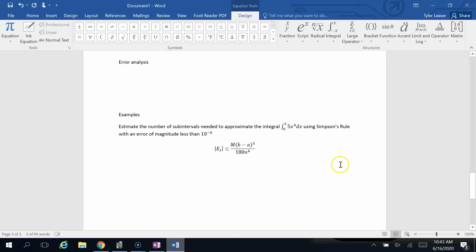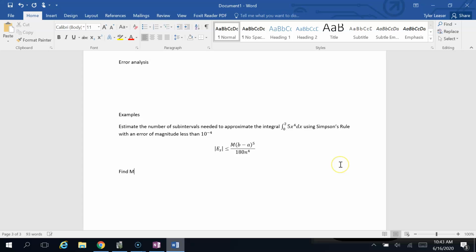Let's look at that M value. So let's find M. Remember, to find M for Simpson's rule, we have to find the fourth derivative of the function.